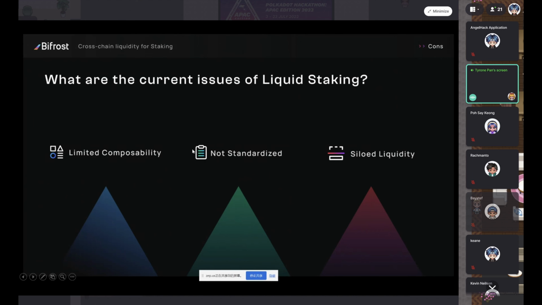What are the current issues of liquid staking? So, limited composability, definitely. There aren't a lot of use cases for liquid staking tokens because they are not standardized, right? Different liquid staking tokens have different mechanisms. You cannot standardize them, so definitely the use cases are limited.